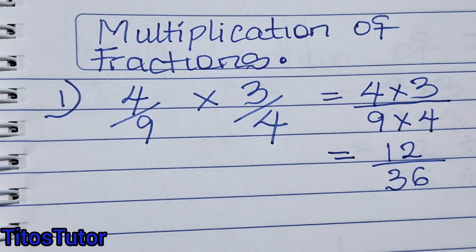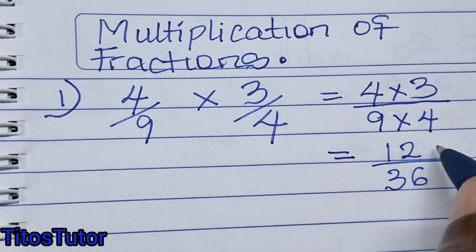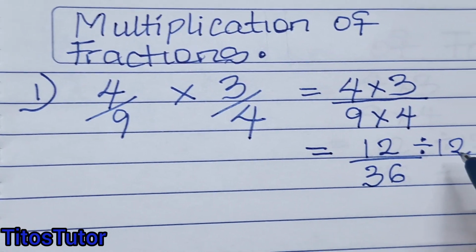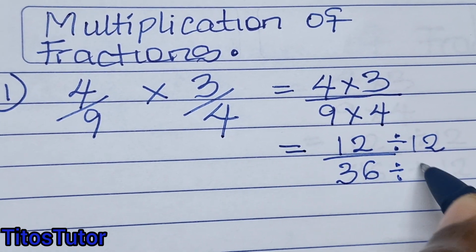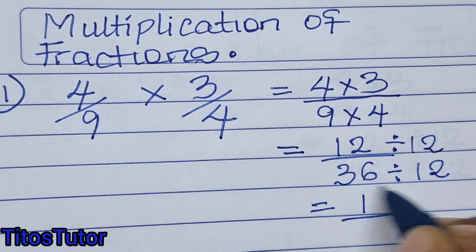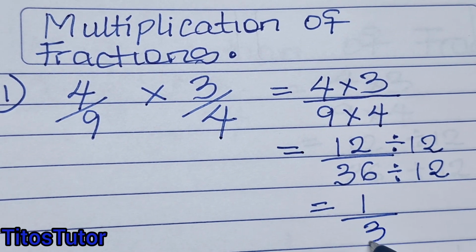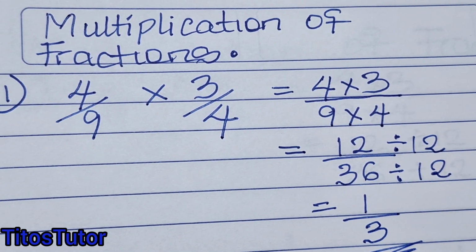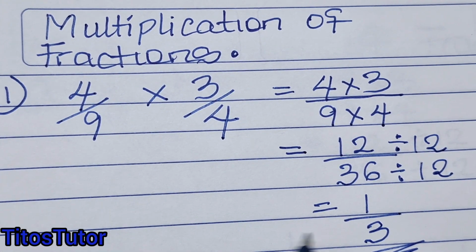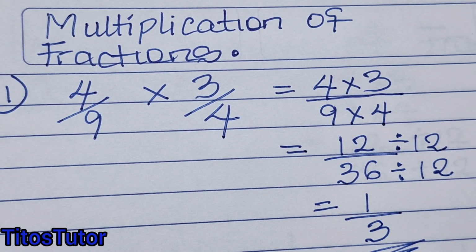So 12 over 36, I can divide this by 12 and divide 36 by 12 as well. So 12 divided by 12 is 1. 36 divided by 12 is 3. So my final answer to 4 over 9 times 3 over 4 is 1 over 3.